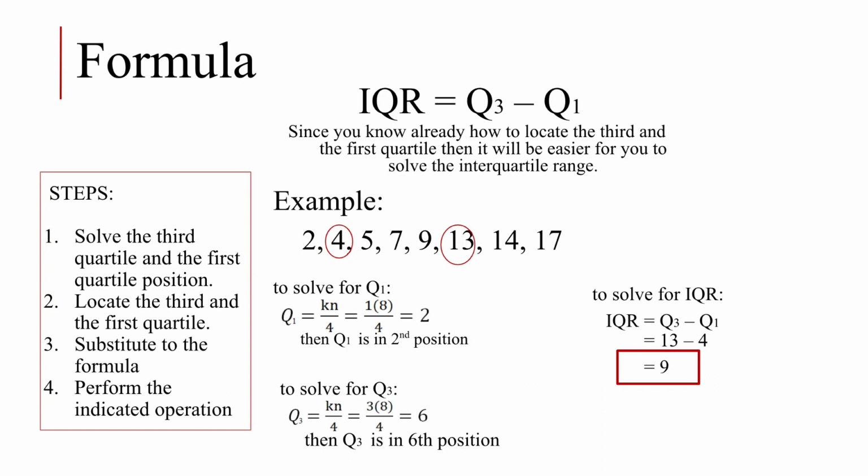Let's proceed to solving the IQR. IQR is equal to Q sub 3 minus Q sub 1. 13 minus 4 is equal to 9. 13 is your third quartile and 4 is the first quartile. Subtract them, which will give you 9. Therefore, the IQR is 9.